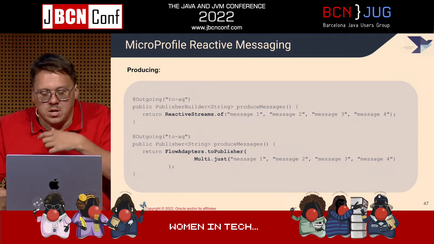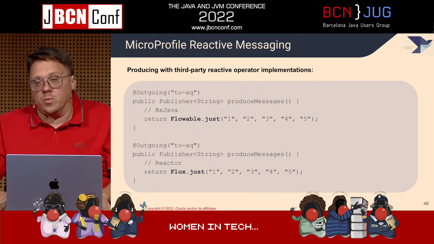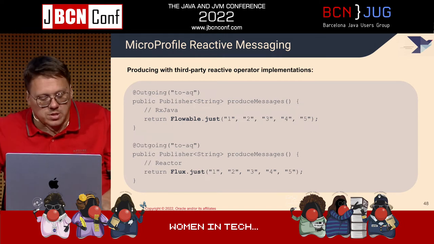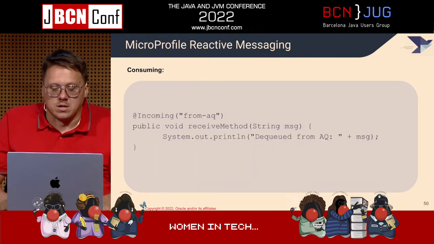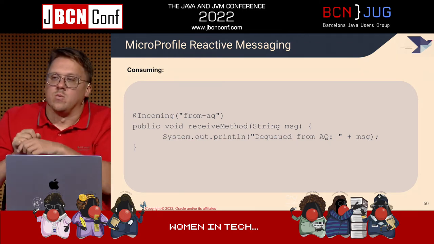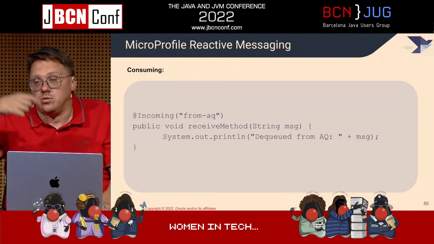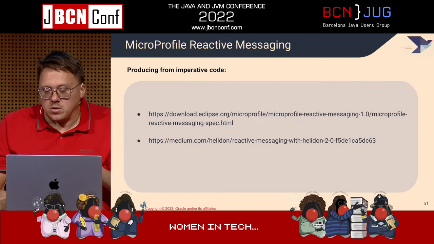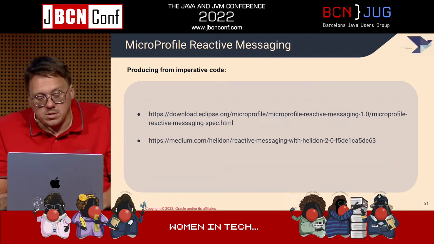We can produce, in an easy way, a Multi of these messages, which is the Helidon way of doing this. Or we can work with RxJava, for example, with Flowable, producing several events. And of course, with Project Reactor and Flux, we can just produce several events. And as a result, we can consume with just incoming, receiving messages. So once again, it's an abstraction, which is quite easy for you. And it is a standard way. That means that whenever you drop your code from another vendor, it will work. So you can read more information about messaging in the MicroProfile specifications, and actually how Helidon supports it.